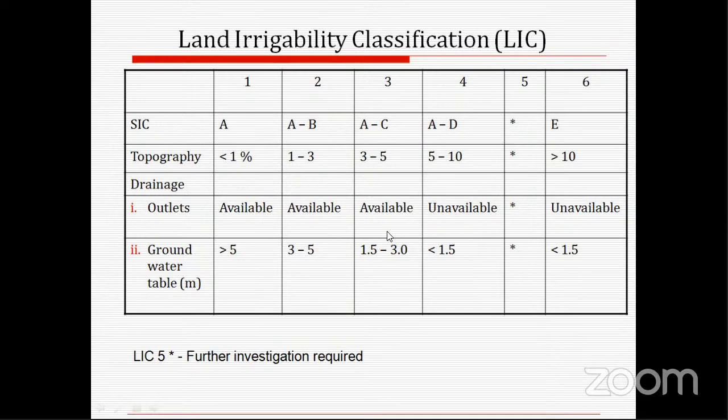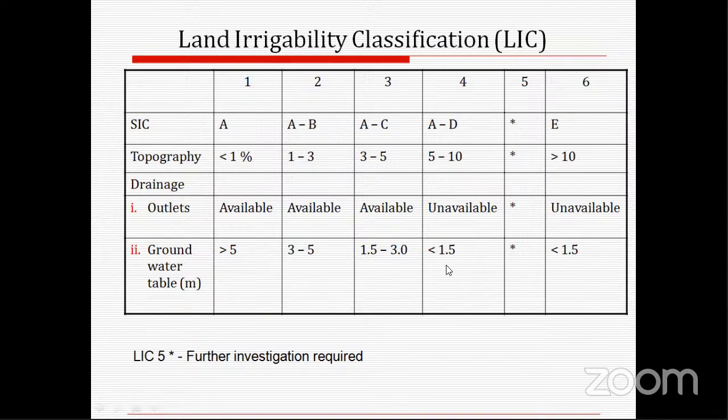Drainage conditions are all available up to 3. Both are good, but in this one you can't expect any. And the drainage condition was very less. Groundwater table is more than 5 meters here, but here it is only 3 to 5, 1.5 to 3 here. It is less than 1.5, these two classes.